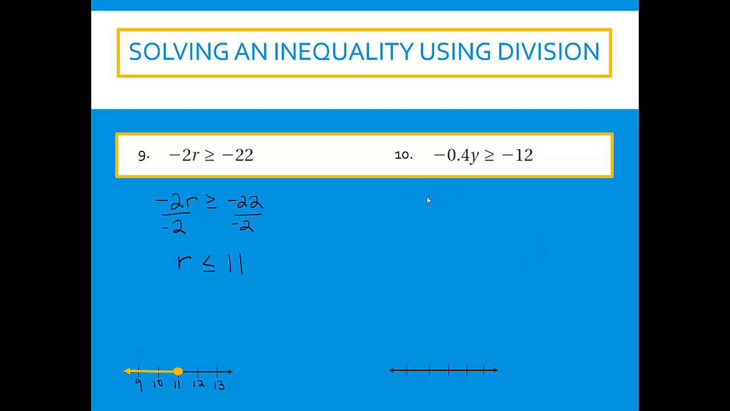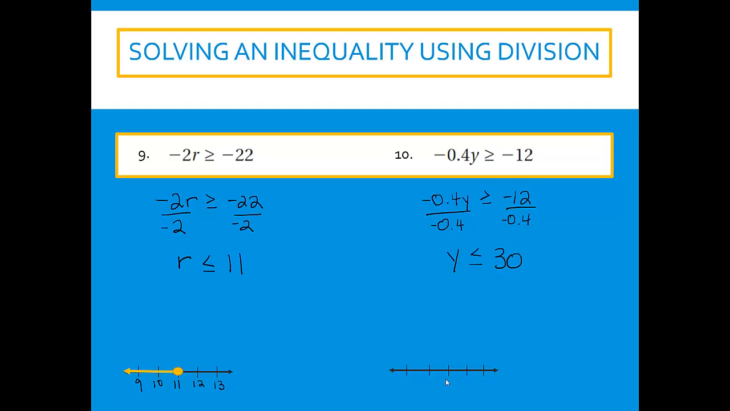And now for number 10. We have negative 4/10 times y is greater than or equal to negative 12. We are multiplying negative 4/10 times y, so we'll divide by negative 4/10 to solve. So on the left-hand side, we just have y. Since we divide by a negative, we're going to switch our sign to less than or equal to. And then negative 12 divided by negative 4/10 is 30. So we have y is less than or equal to 30.